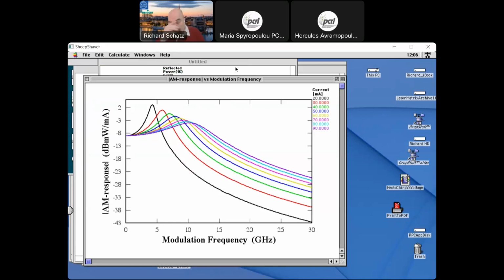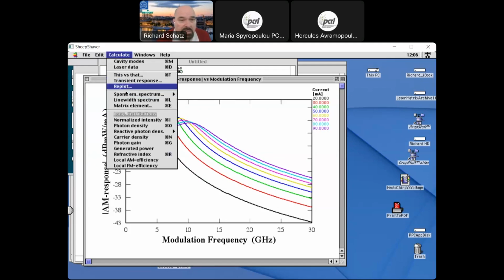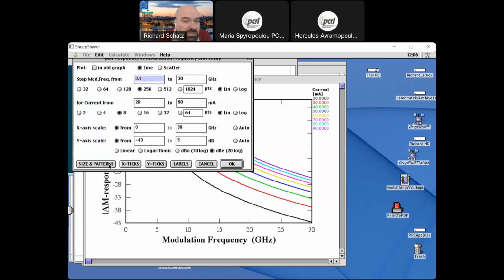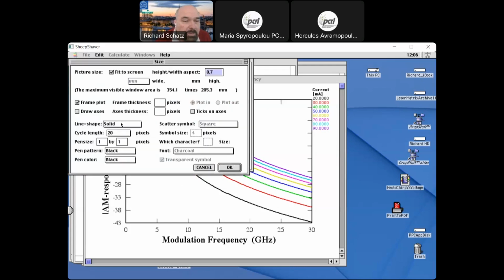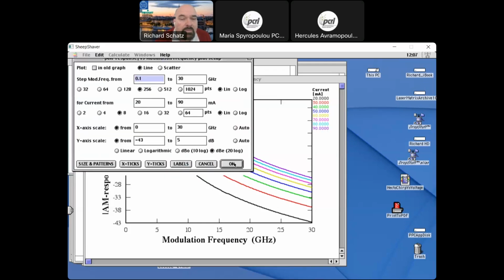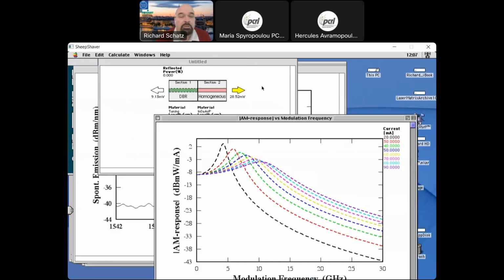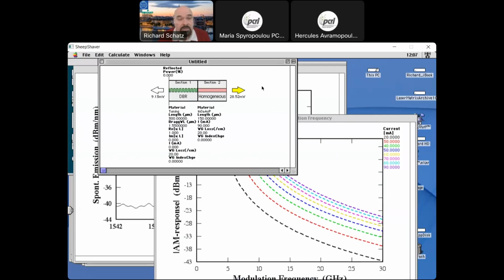But now we will try to enhance this bandwidth by using detuned loading. So I will replot this as dashed curves so we can compare them with the curves we get when we have good detuned loading. Remember these curves. So now we have these curves. Then we should see what bias we should have. How should we detune load this laser?